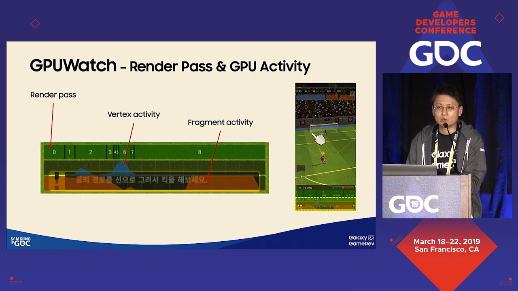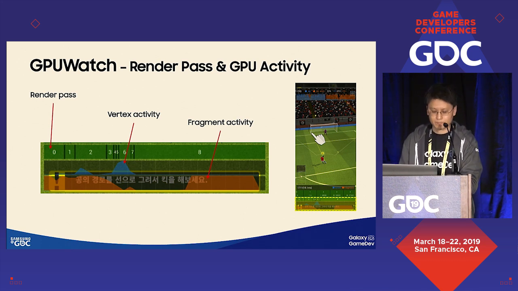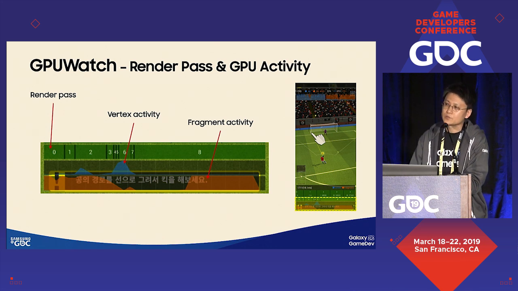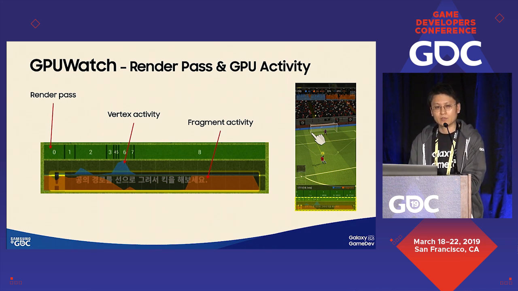And there are 3 more graphs. These 3 graphs are aligned in time together, so they give you the timeline information of the render path and GPU activities. The first graph shows how long each render path takes within the frame. And related to this, the next 2 graphs show the GPU activity when rendering is performed: the vertex activity in blue color and the fragment activity in orange color.